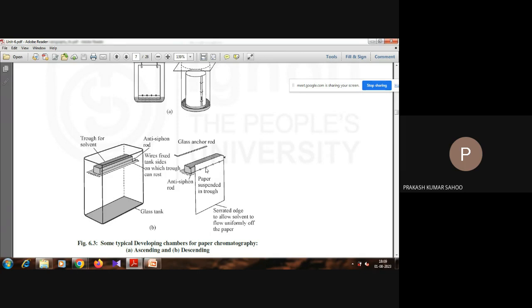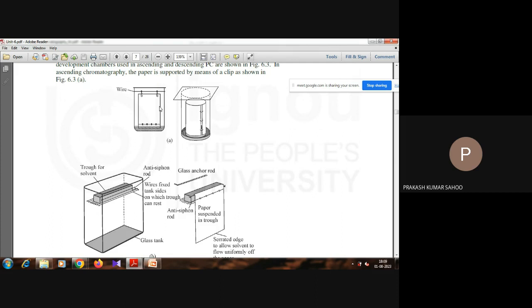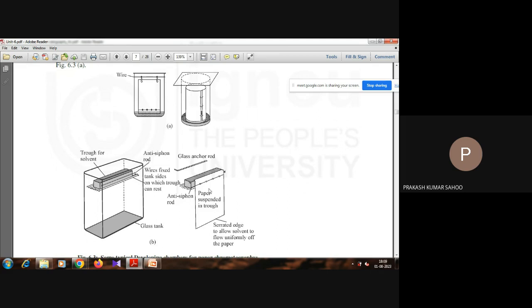So if I put this sample in this chromatogram chamber, what happens? There will be movement of the components from top to bottom. If it is top to bottom, that means this is descending paper chromatography, and this one is ascending paper chromatography, where there is movement from bottom to top, and here from top to bottom. So this is the descending and this is the ascending part. Okay, so just remember these things. There are two types of paper chromatography: ascending and descending.